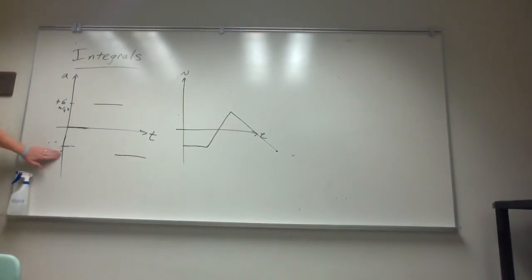What if these weren't the same number? How would I be able to graphically figure out that I got back to my starting velocity? What would the integral of acceleration versus time have to be? Well, it is the change in velocity, so it would have to be 0.